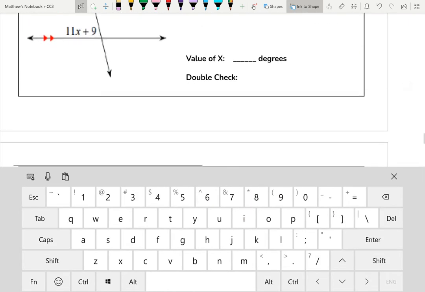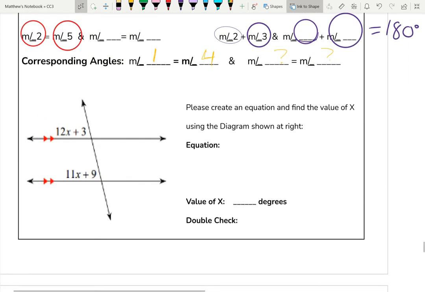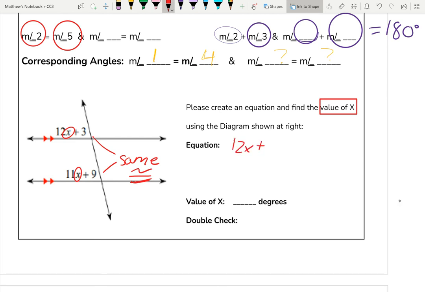All right, and then as we scroll down here, the next part is to create an equation to figure out what the value of x is. So this time, instead of looking for a missing angle measure, we're going to look for what x is here. And so here we see that these are corresponding angles, so we can make the conjecture that they are the same angle measure or congruent. So my equation is going to be that 12x plus 3 is equal to, or congruent to, 11x plus 9.